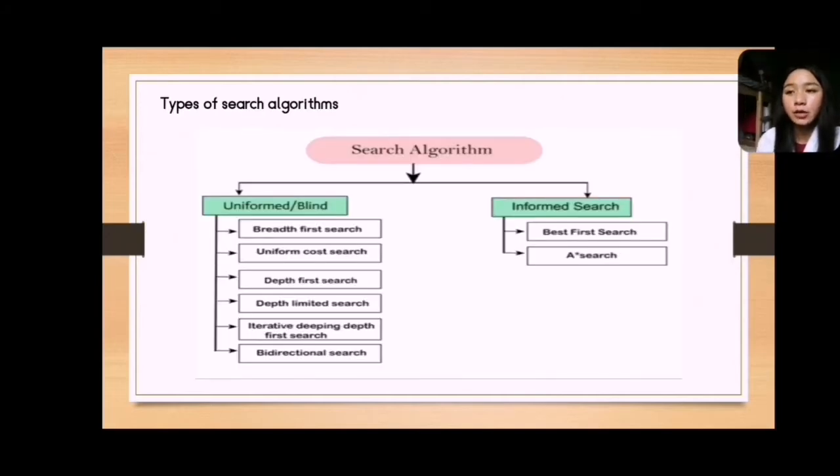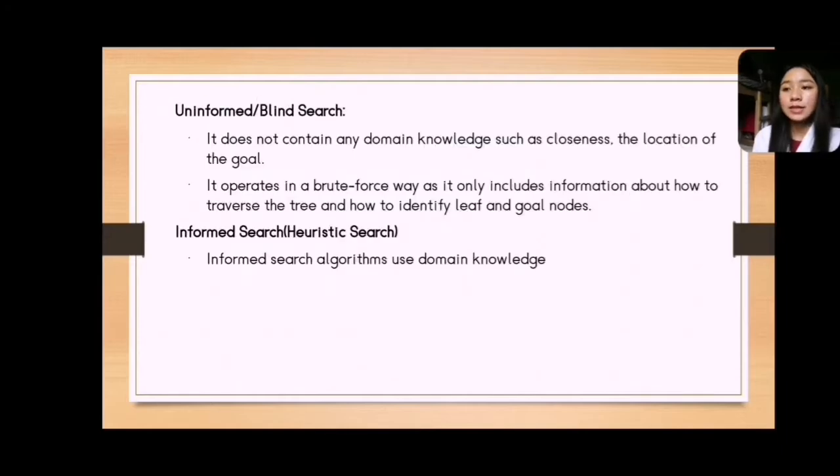Types of search algorithms. Based on the search problems, we can classify the search algorithms into uninformed or blind search, and informed search or heuristic search algorithms. What is uninformed search? The uninformed search does not contain any domain knowledge such as closeness, the location of the goal. It operates in a brute force way as it only includes information about how to traverse the tree and how to identify leaf and goal nodes.